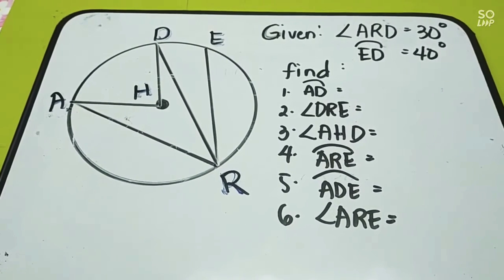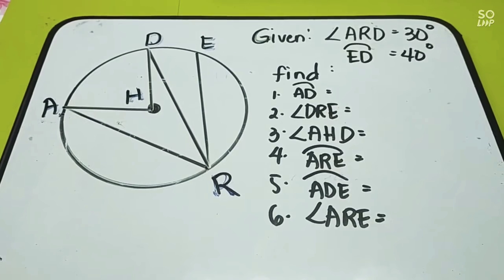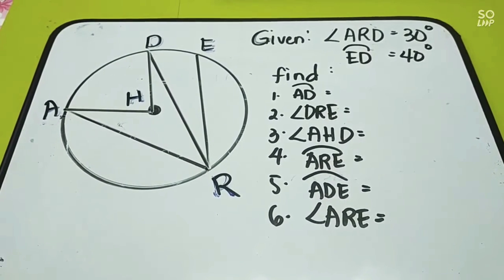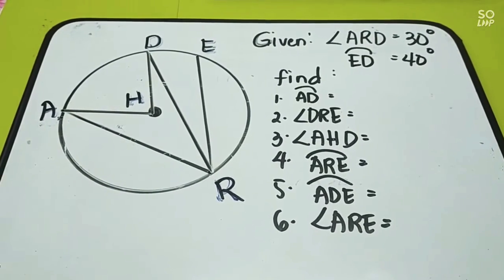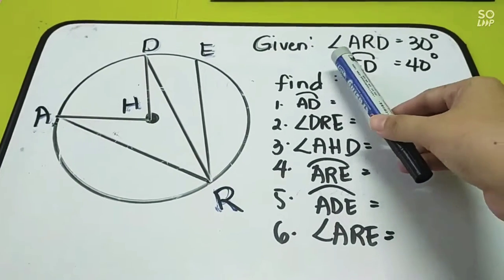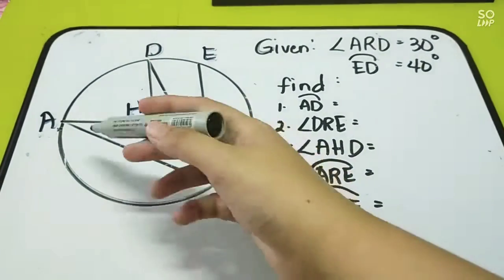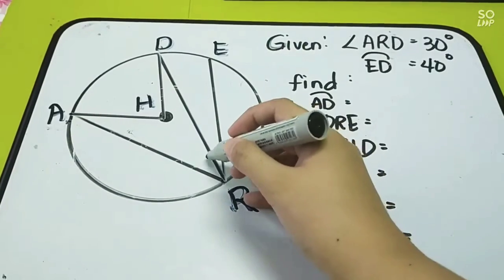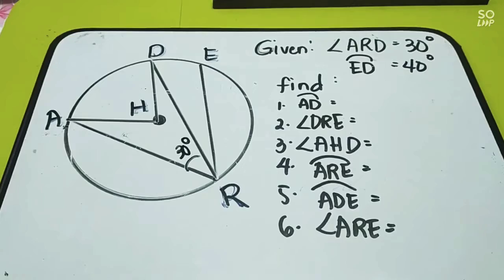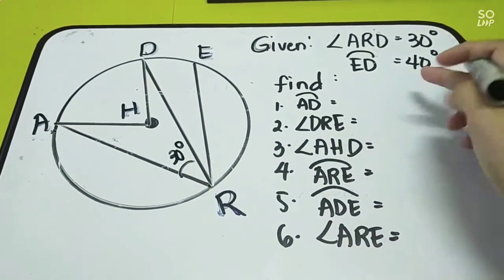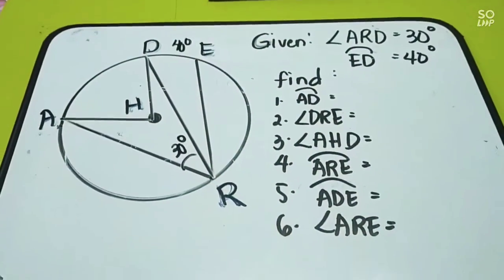Let's have another example. In circle H, as you can see, there is an inscribed angle and a central angle. So, we will apply the two. We have a given here that angle ARD is equal to 30 degrees. So, ARD is 30 degrees. Then, we have arc ED is 40 degrees.